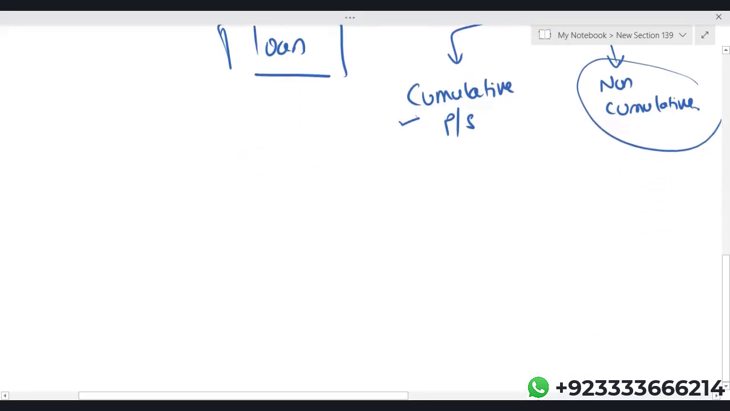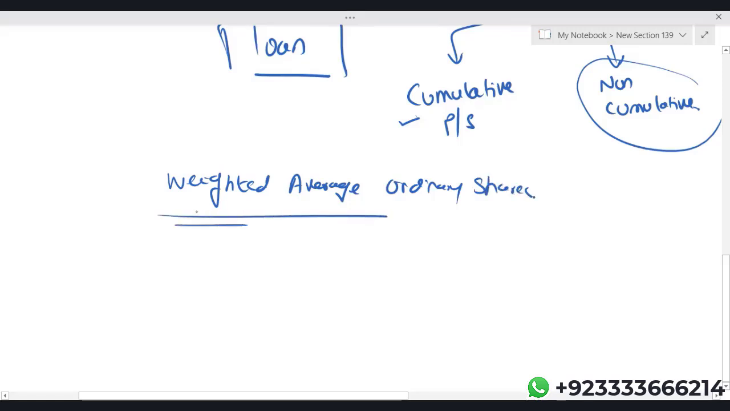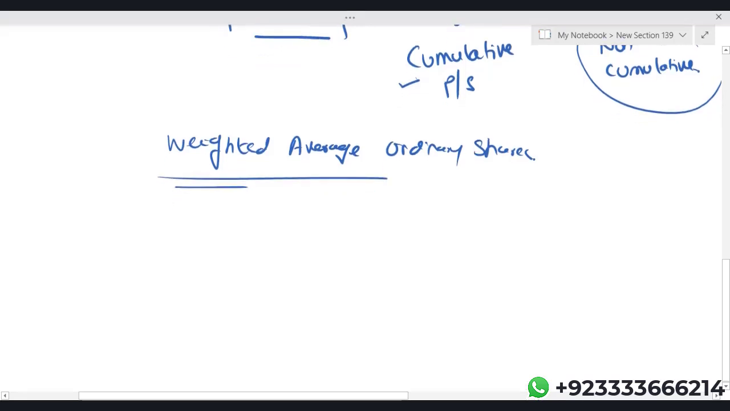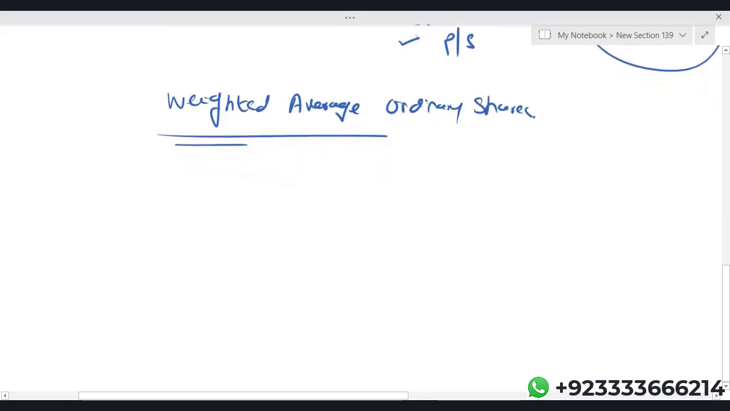Now, when it comes to weighted average ordinary shares, the calculation of weighted average ordinary shares is extremely important. Especially when the company has issued bonus shares or rights shares, then obviously the weighted average ordinary shares calculation becomes more important.